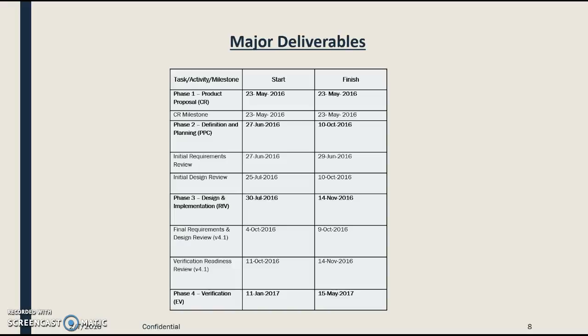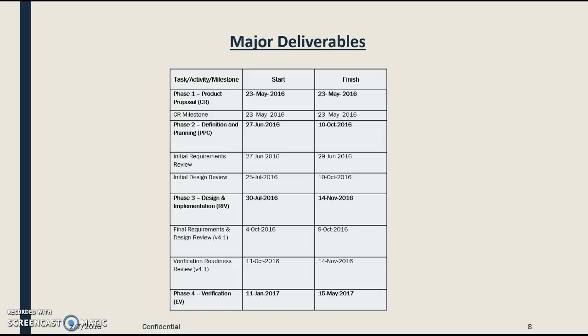In this presentation, we will be discussing deliverables in more detail when we are in the core team meetings. Phase 2 will have 2 milestones, that is initial requirements review and initial design review. Phase 3 is the design and implementation, that is the release for verification. So that's when the software will be ready for releasing for verification. That will be done by 14th November 2016.